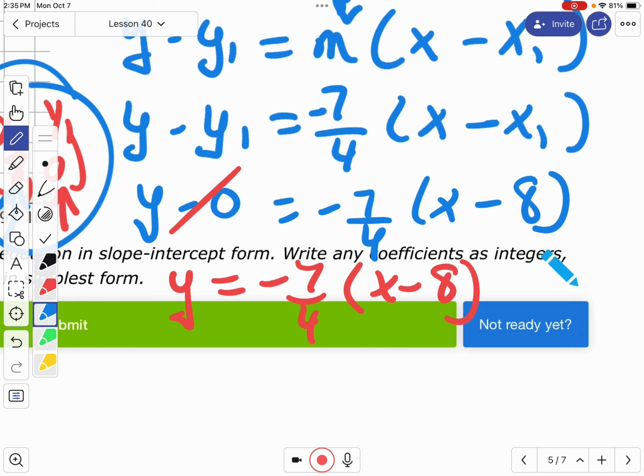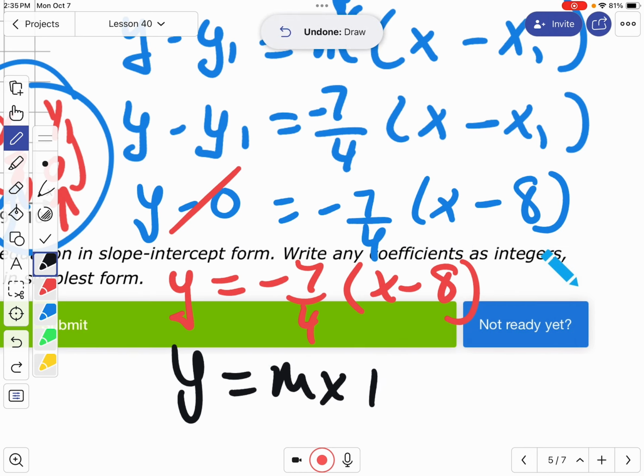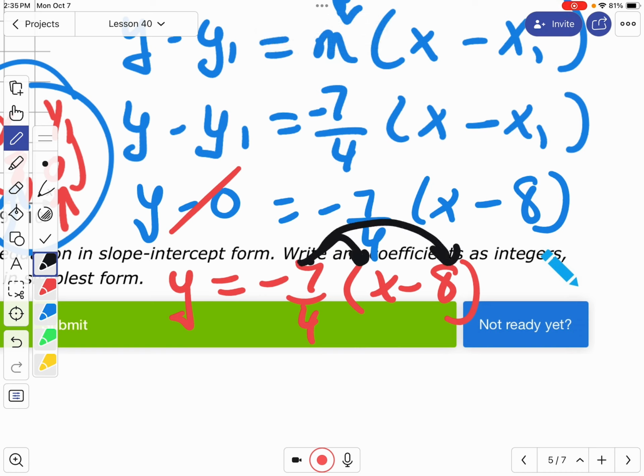And then the only thing that is different from this form and the slope-intercept form is the parentheses. So we're going to get rid of them, okay? So let's get rid of the parentheses. This is how we'll do it. We'll distribute the negative 7/4 to everything inside the parentheses. So it would be negative 7/4 x, and then negative 7/4 times negative 8 looks like this.